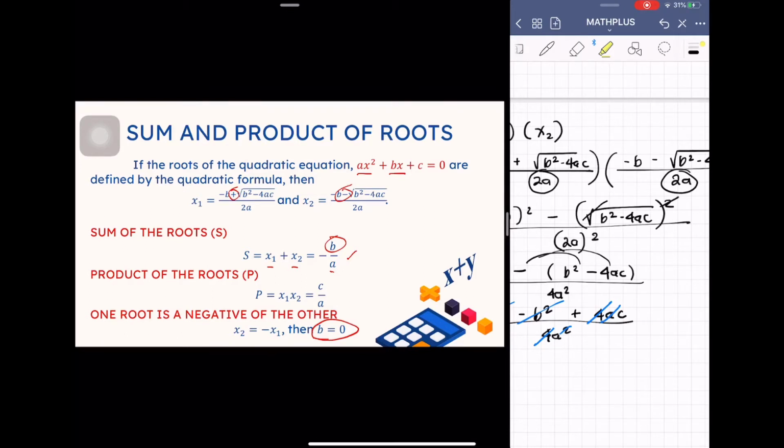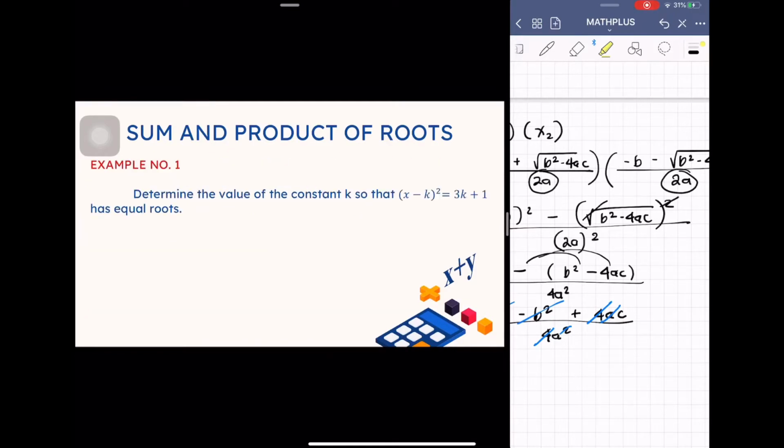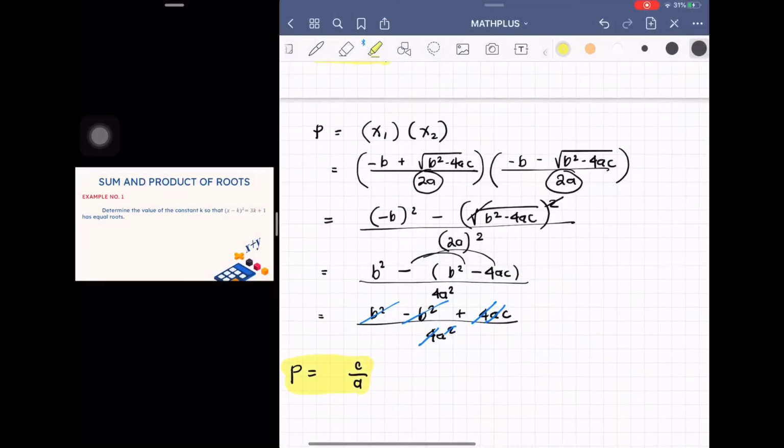Okay, so let's apply all this knowledge in solving problems. Specifically, you have problem number 1. We are being asked to determine the value of the constant k so that the equation (x minus k) quantity squared equals 3k plus 1 will have equal roots. So let's write that down.